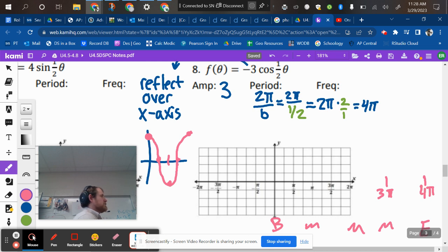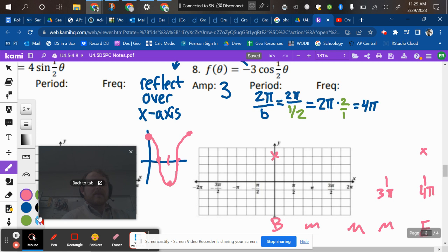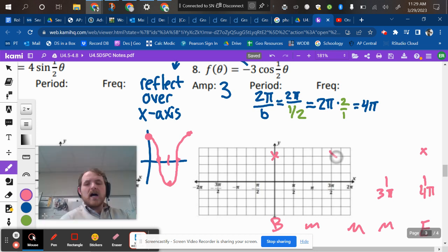Now, if that started up 1, how high should I start right now? Up 3, because that's my amplitude. Yes, we're going to reflect it, but again, we just are dealing with the amplitude and period first. So I'm going to start up 3. I'm going to end up 3. And then the middle point, should that be up 3 on the x-axis or down 3?